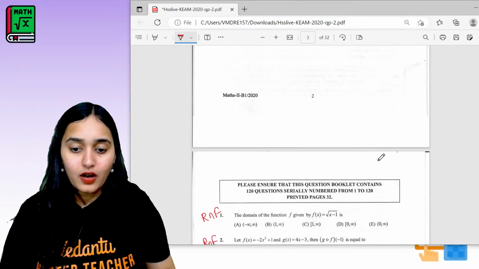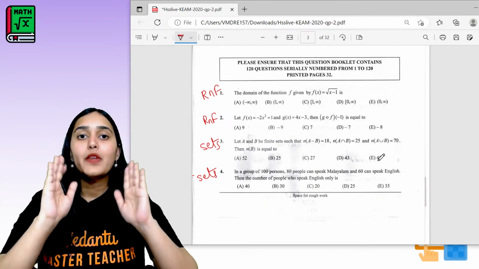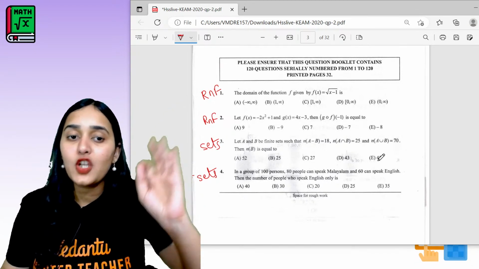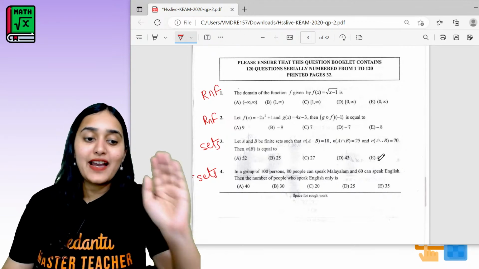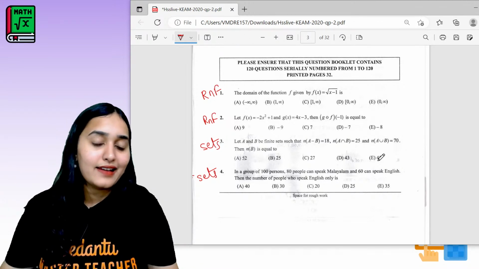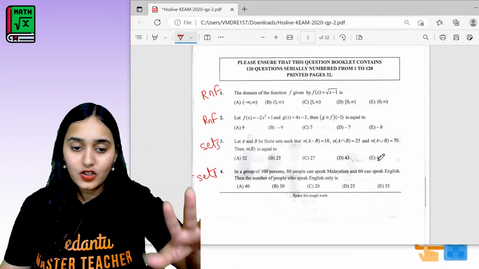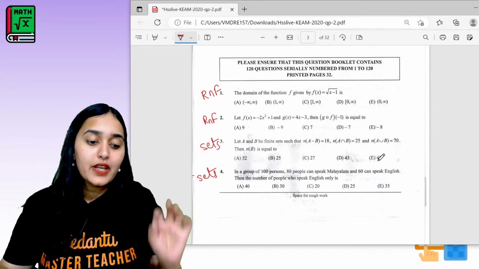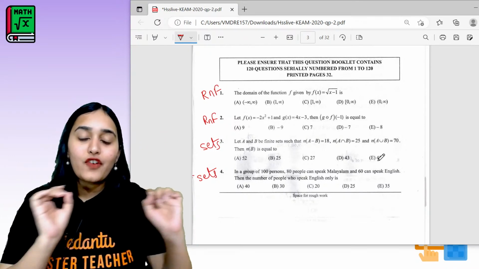Now I have already analyzed the question paper to save your time. I know that your time is very precious. Just to save your time, we are going to quickly go through which question is asked from which chapter.